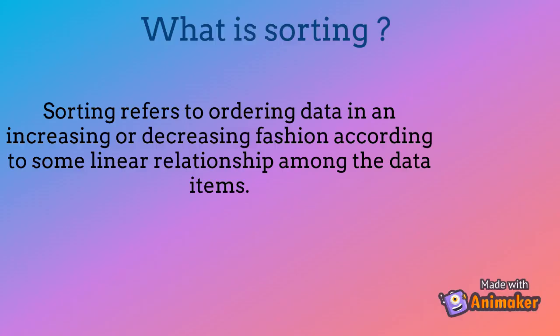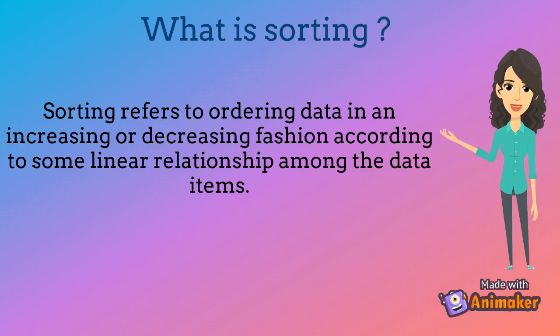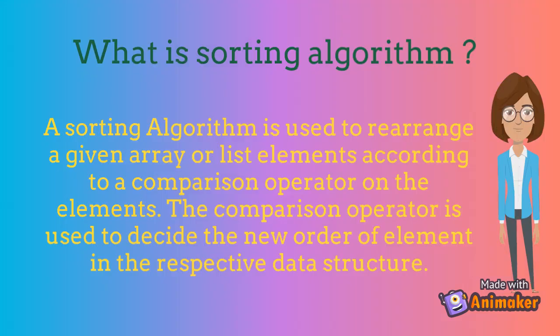Let us understand what is sorting. Sorting refers to ordering data in an increasing or decreasing fashion according to some linear relationship among the data items. The most important question in front of us is, what is a sorting algorithm? A sorting algorithm is used to rearrange a given array or list elements according to a comparison operator on the elements. The comparison operator is used to decide the new order of elements in the respective data structure.